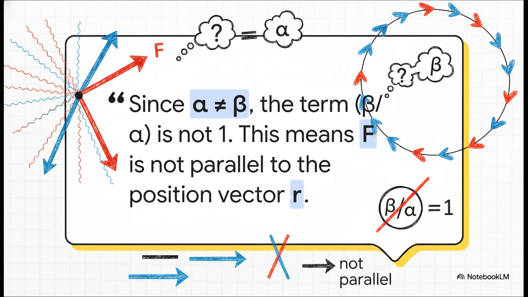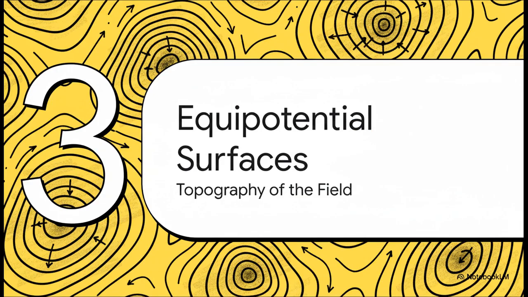And that means the force vector and the position vector are not pointing along the same line. So nope, the field is not central. And this isn't just a math trick. It means something physically important. For instance, in a central force field, a particle's angular momentum is always conserved. Here, it wouldn't be. Okay, part A is in the bag.